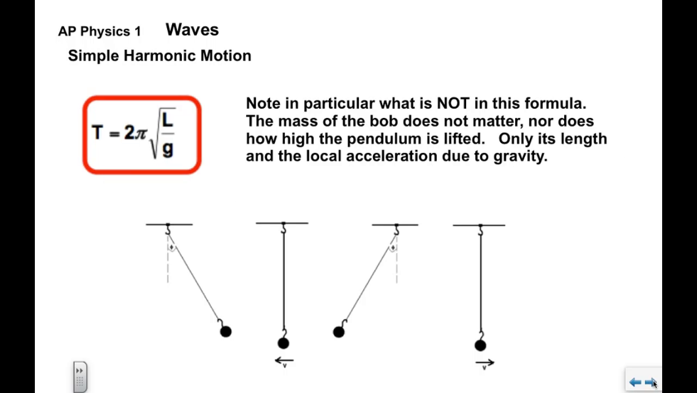Now note in particular what's not in this formula. The mass of the bob doesn't matter, and its amplitude, or how high it's lifted above the equilibrium position, also doesn't matter. Only the length and local acceleration due to gravity. If you move the pendulum bob higher, it has a greater amplitude. It will swing faster through the rest position. Its velocity will be higher, but its frequency and its period will not change.